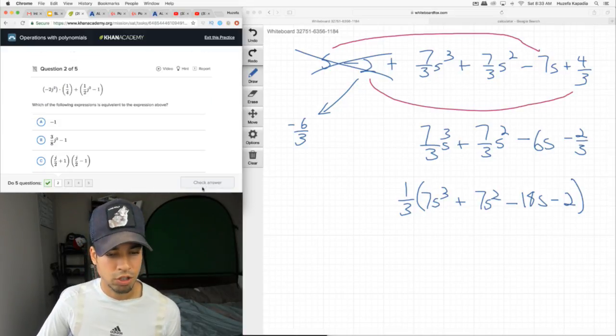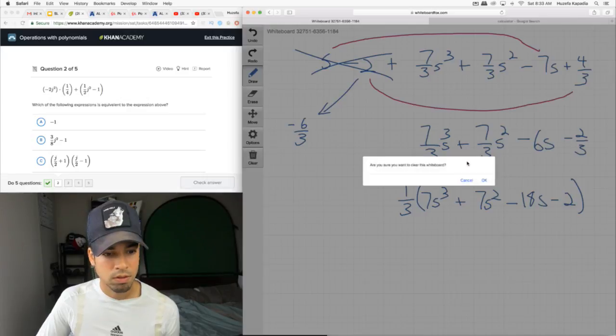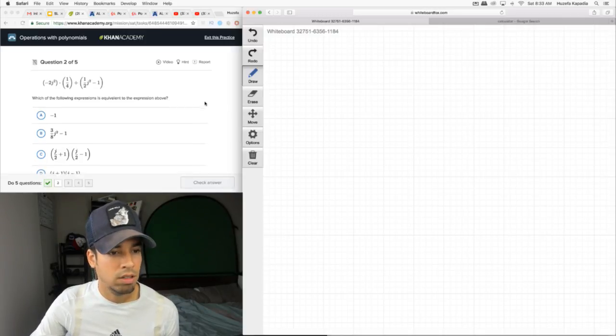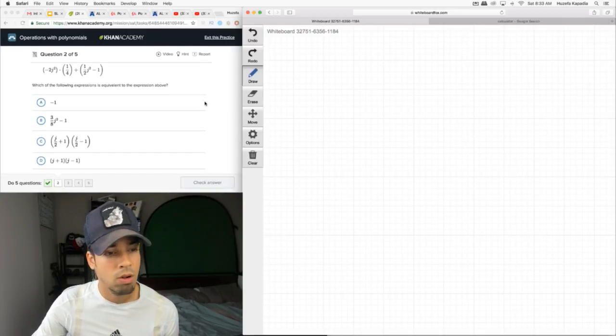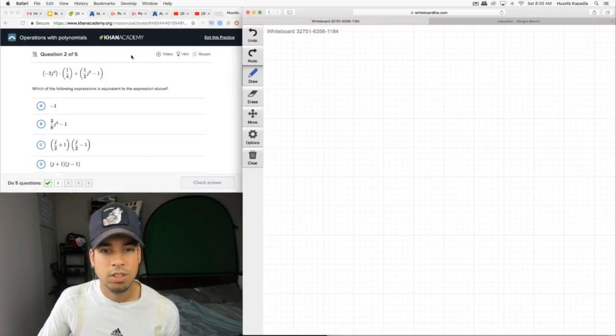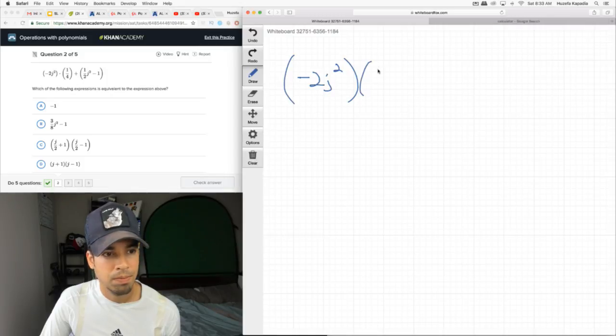All right, let's go to question number 2. It says which is equivalent to above. So again, let's look at some of these answer choices. These answer choices are all over the place. Doesn't give a ton of help. So my thought is, I'm just going to multiply and simplify and see what I can come up with. So we got negative 2j squared times 1/4, right?